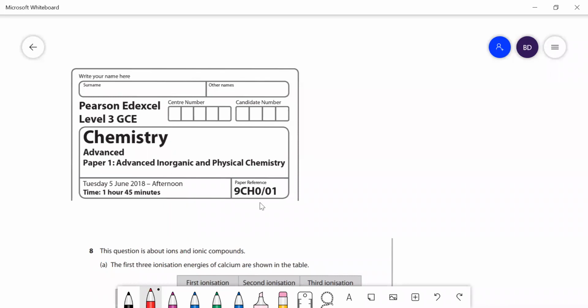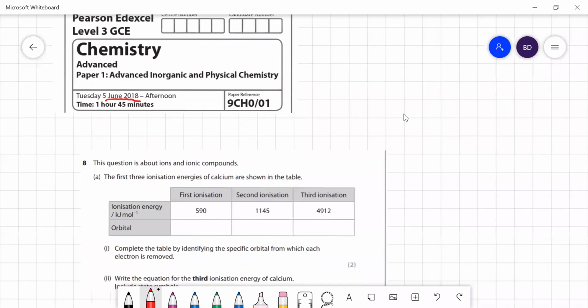I'm going to go through an A-level chemistry paper. This is the Edexcel paper, paper 1 from June 2018. I've done the first half of this paper already in another video, so questions 1 to 7. So starting off here with question 8.